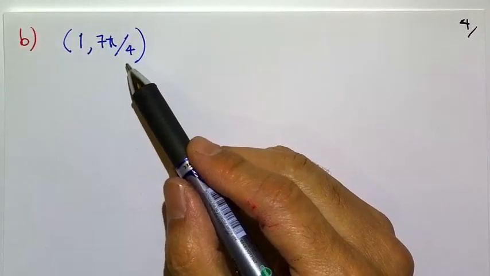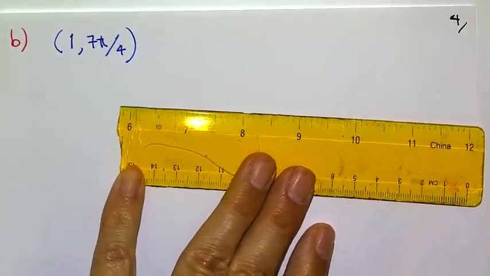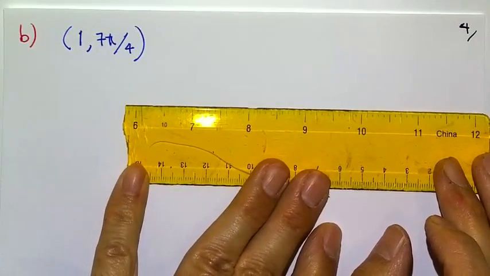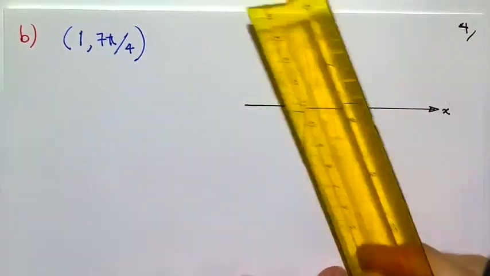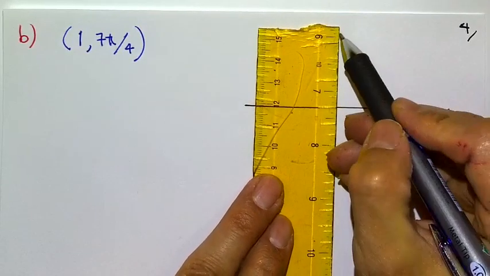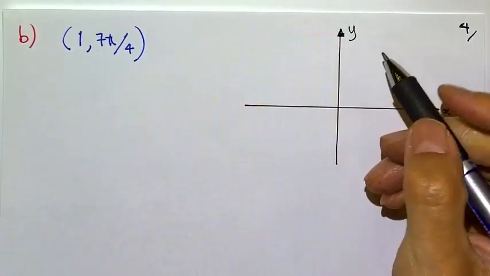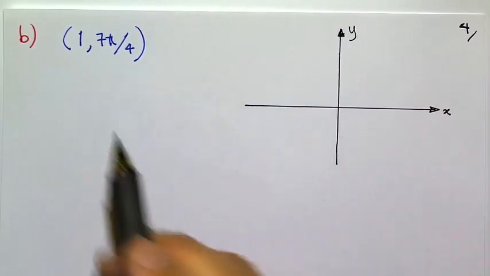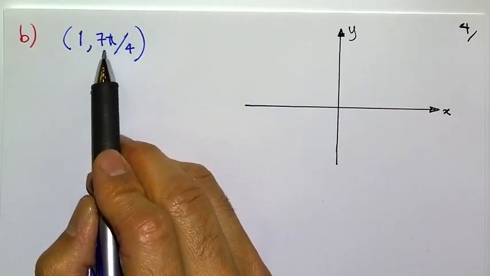So the first order of business is to plot this. Even if we're not asked to plot this, let's plot it, because it's going to help us understand better where we are within the polar coordinate system. Okay. So now we have that. Okay, so 1 is positive, and then 7 pi over 4 is, where do you think this is?